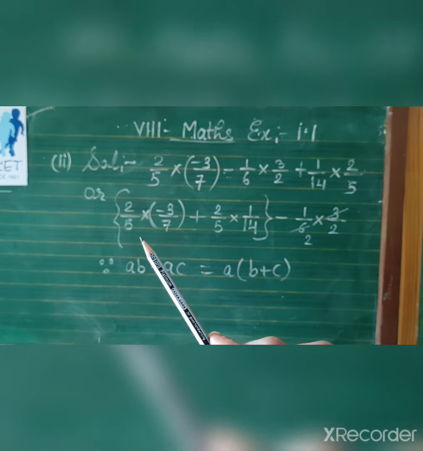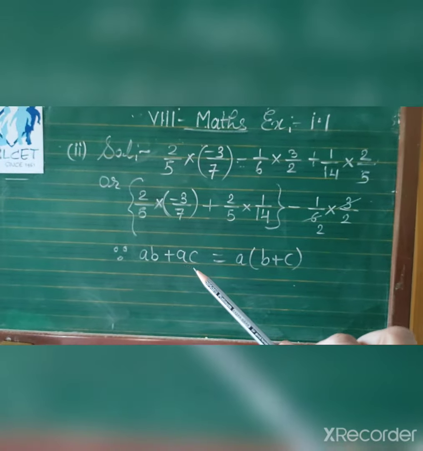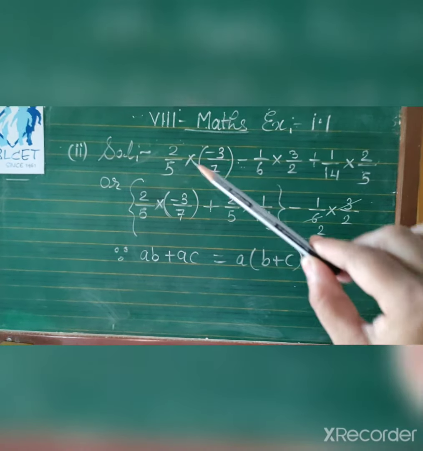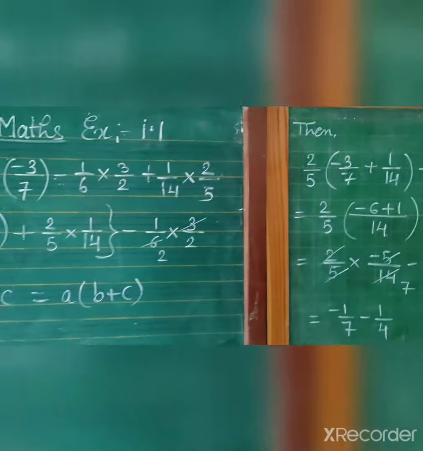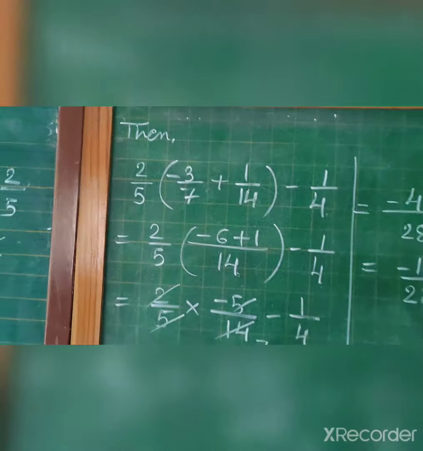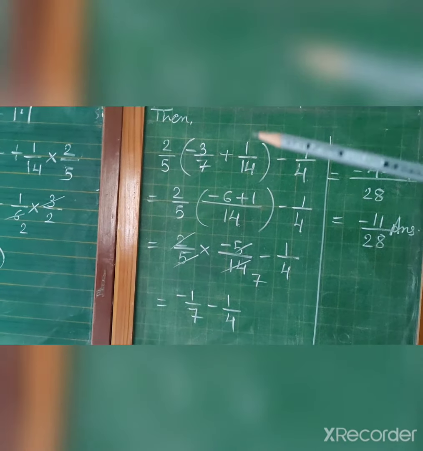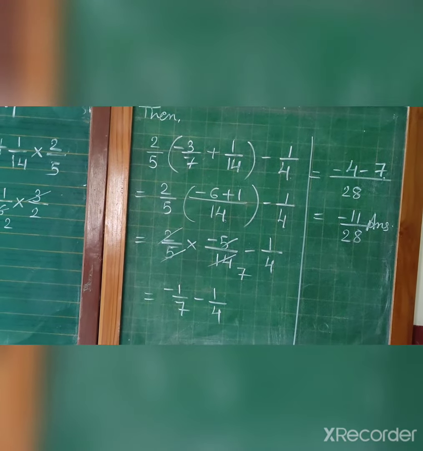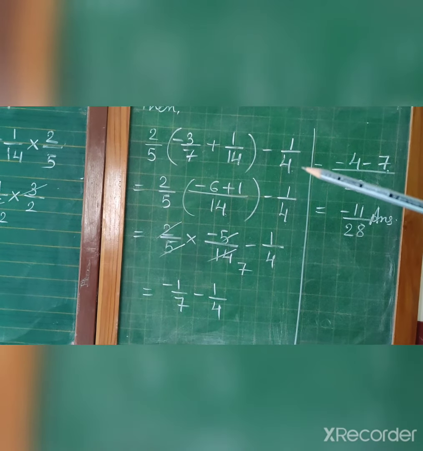Now we have written this way, by distributivity AB plus AC equal to A into B plus C. So 2 upon 5, and the rest of the value we will write in the bracket: 2 upon 5 into minus 3 upon 7 plus 1 upon 14. Out of the bracket, minus 1 and 2 twos are 4, minus 1 upon 4.